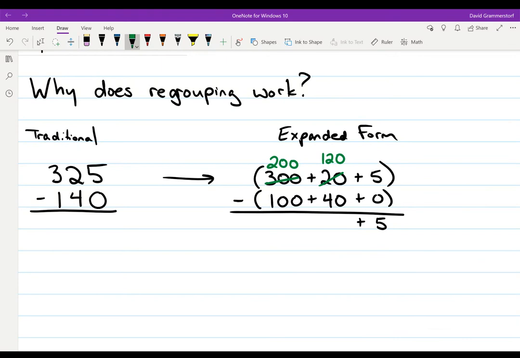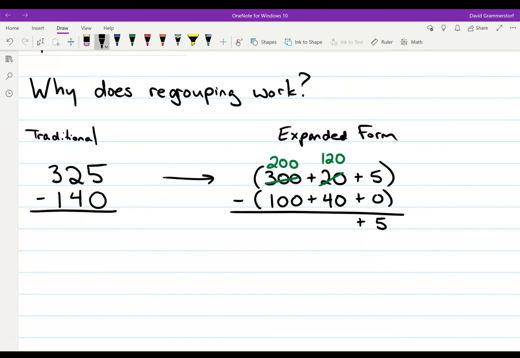Now I did not change the value of my top number, right? 300 plus 20 plus 5 equals 325. 200 plus 120 plus 5, that still equals 325. So we didn't change the value of our top number. We just regrouped the number. We took some from the hundreds column and put it into the tens column. That's what regrouping is. So let's finish out this problem.